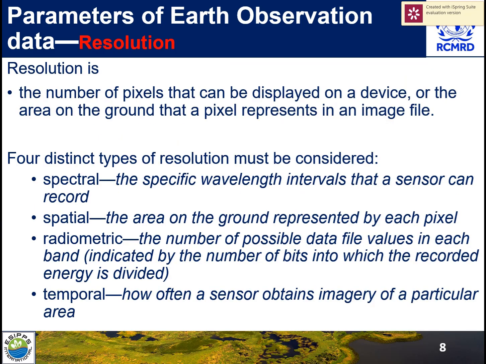The other key characteristics or parameters of Earth observation data is the resolution. Now, resolution is the number of pixels that can be displayed on a device, or the area on the ground that a pixel represents in an image. Think of it this way. If you look at a house with a large number of pixels, you can tell the corners within that house.